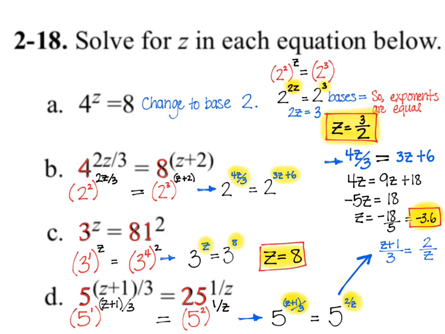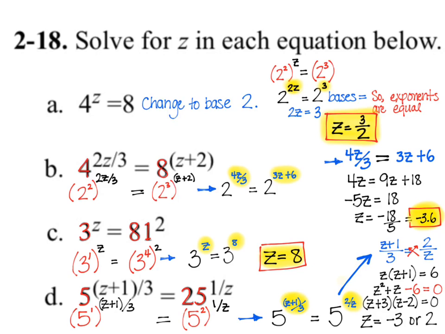To solve those, we will cross multiply. When we do that, we end up with a quadratic. And to solve a quadratic, we want it to equal 0. So I subtracted 6 from both sides, and now I have this quadratic, which we can factor. So I've got these two factors, z plus 3 and z minus 2, and therefore z equals -3 or 2, which is the final answer.